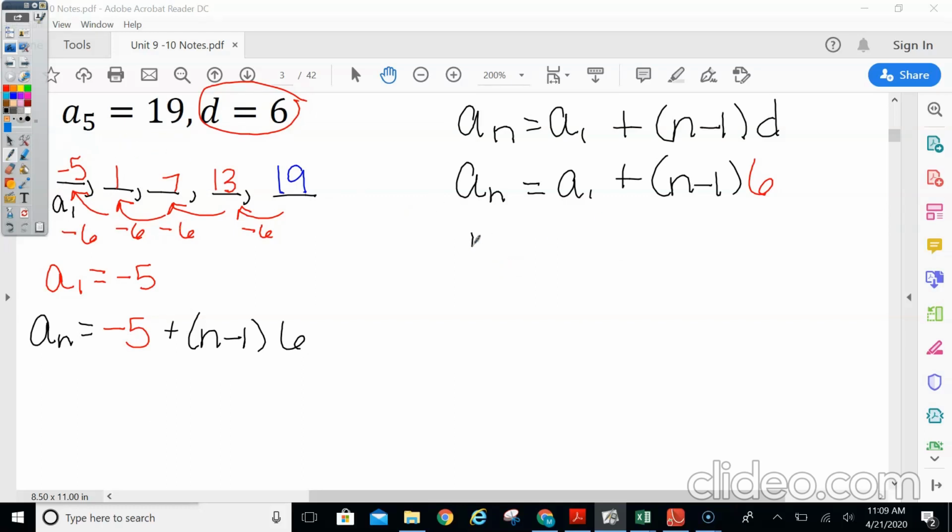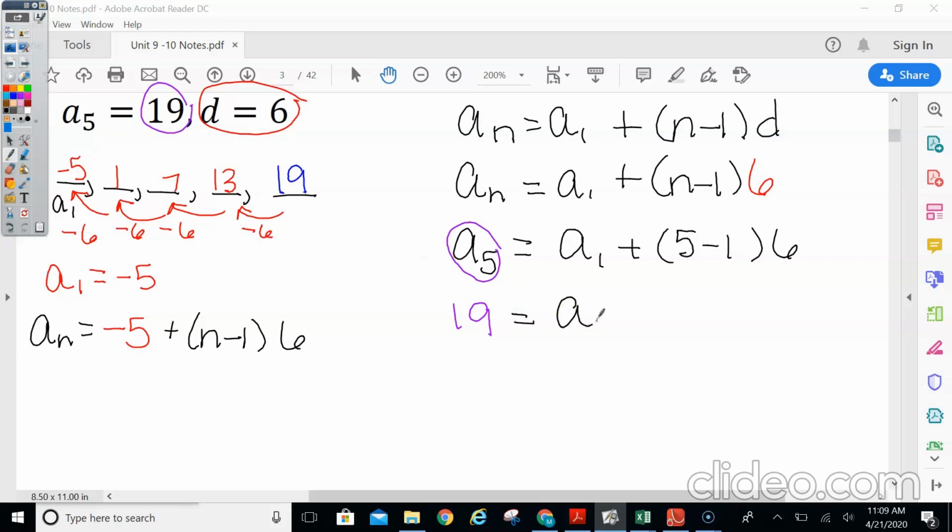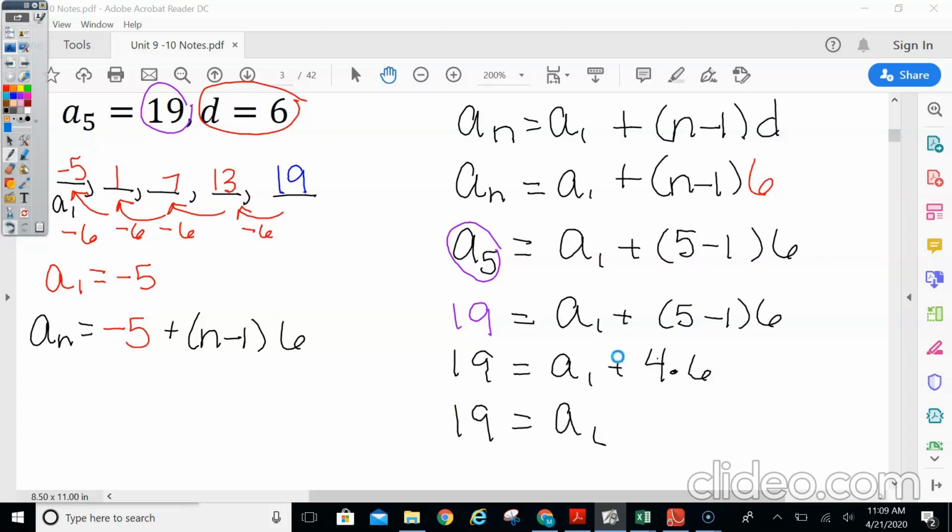So here, we want to use a sub 5 to find a sub 1. So a sub 5 is the fifth number in the sequence. Well, what is the fifth number in the sequence? It's 19. So 19 equals a sub 1 plus 5 minus 1 times 6. So notice a sub 1 is now the only variable, so we can solve for that. So 19 equals a sub 1 plus 4 times 6. So 19 equals a sub 1 plus 24. So here, to solve for a sub 1, we just subtract 24 from 19. So 19 minus 24 gives us negative 5 again.